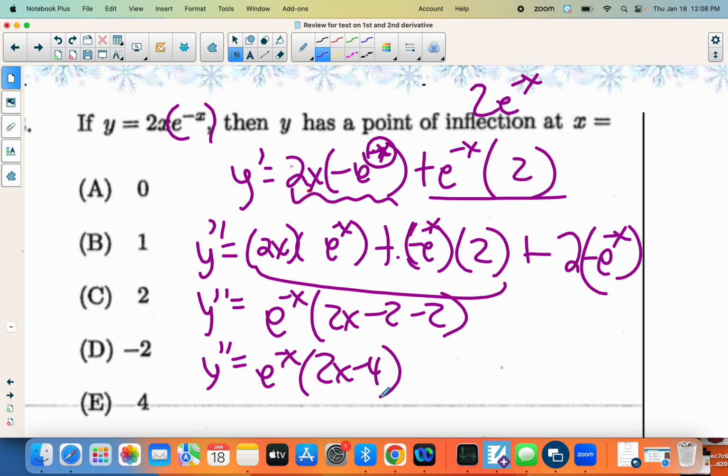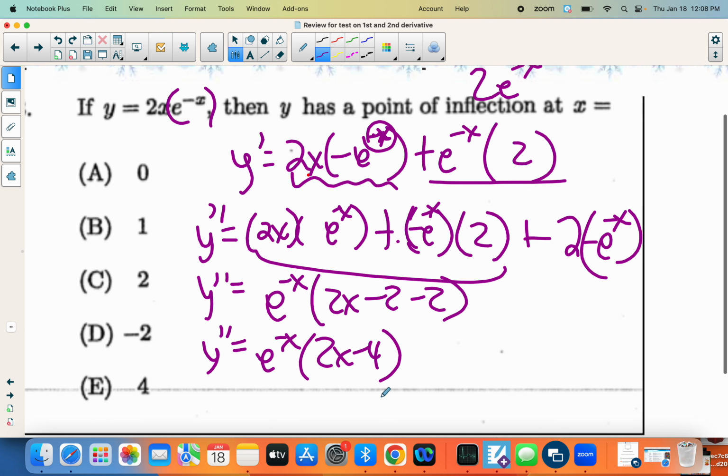So what's my only possible point of inflection? 2, which kind of makes me feel good. I see one of those over here. And you see they have the negative 2 in case I've made a careless mistake. If I cancel them out, they've got the 0 here for me.